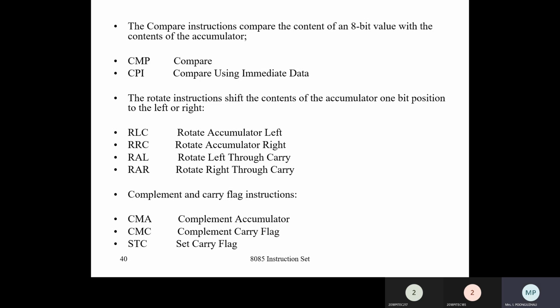Then look at these instructions. RLC is in the next questions, I'll be telling you. RLC is rotate accumulator left. RRC is rotate accumulator right. RAL is rotate left through carry. RAR is rotate right through carry. The complement and carry flag instructions are complement accumulator and complement carry flag. Complement accumulator takes the complement once. Complement carry flag changes 1 to 0 and 0 to 1. Then STC is set the carry flag. These are all examples.